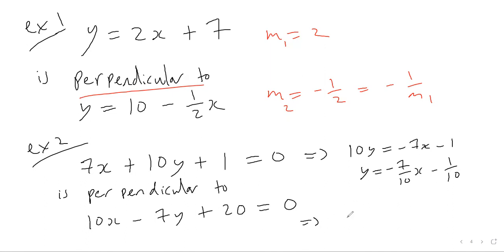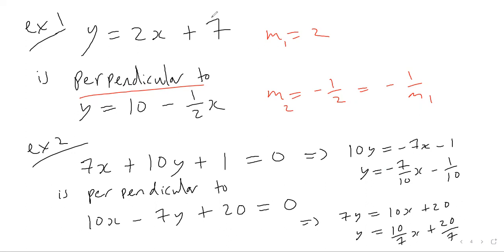How about our second one? Again, make y the subject of the formula. So add 7y to both sides. We get 7y is equal to 10x plus 20. Divide both sides by 7. We get y equals 10 over 7 x plus 20 over 7.